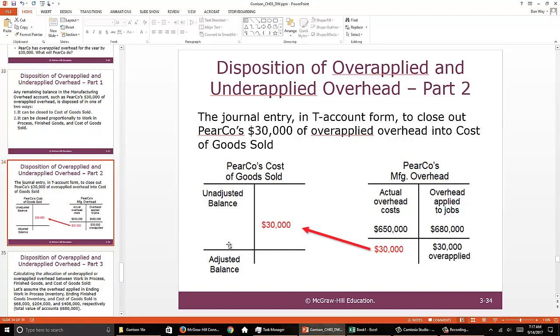So if we're closing it out to cost of goods sold, again, that's the nice quick and dirty way, right? Here we had 30,000 in over applied overhead. So that's sitting on the credit side of the overhead account, right? More credits than debits. So all we would do to close that is debit manufacturing overhead for $30,000 and credit cost of goods sold for the same $30,000. Now note, if we're crediting an expense account like cost of goods sold, we're reducing that account, right? So we're reducing cost of goods sold for the current period here.